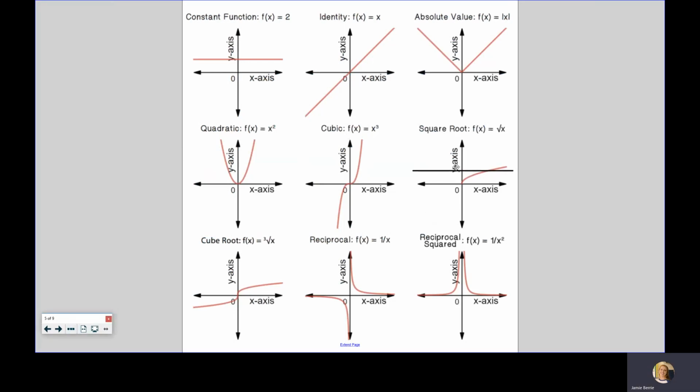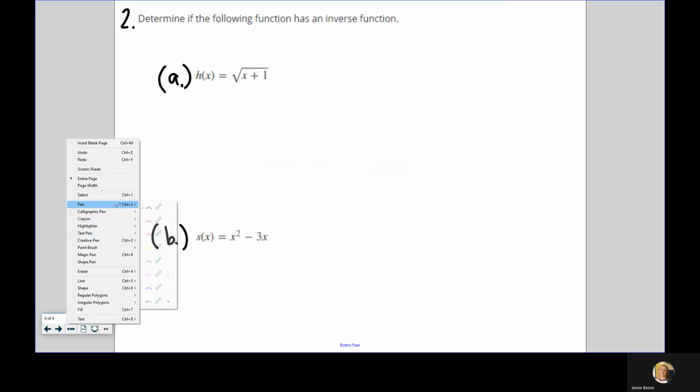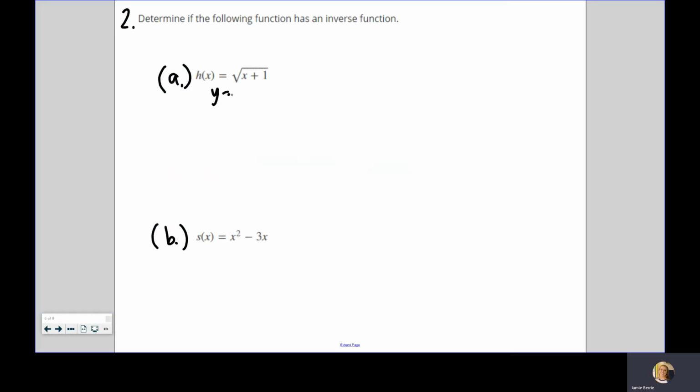So is there anywhere where we could move this horizontal line and see that it passes through the graph more than once? No, there's nowhere where this line is going to pass through the graph more than once. So that means that the function passes the horizontal line test. So we'll go back here and we'll say y equals square root of x passes the horizontal line test, which means that h of x does have an inverse function.